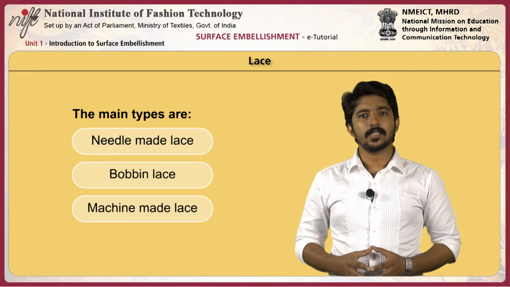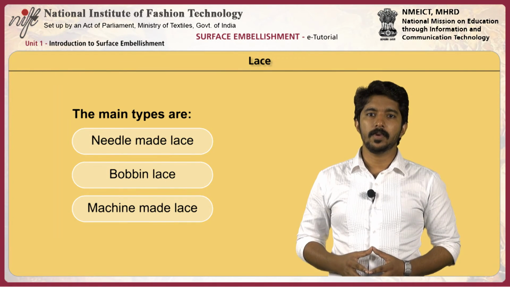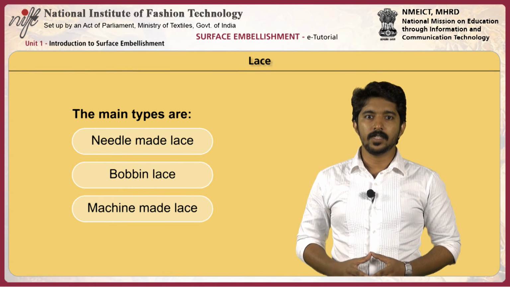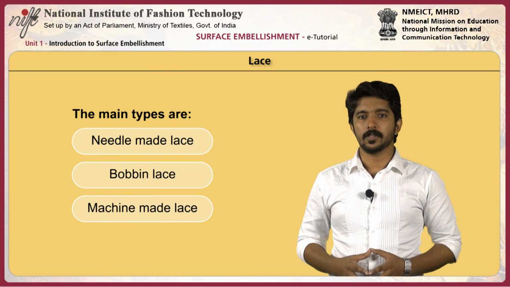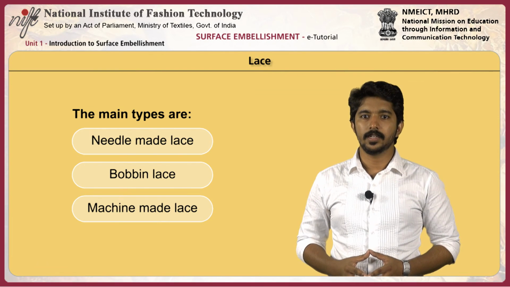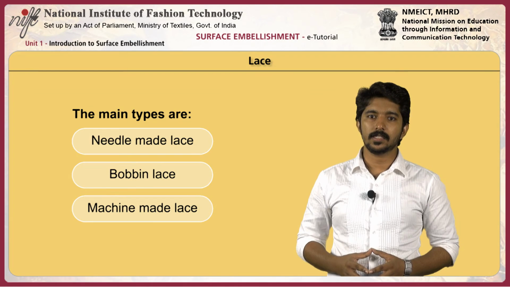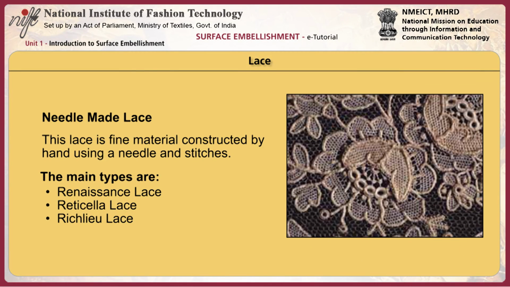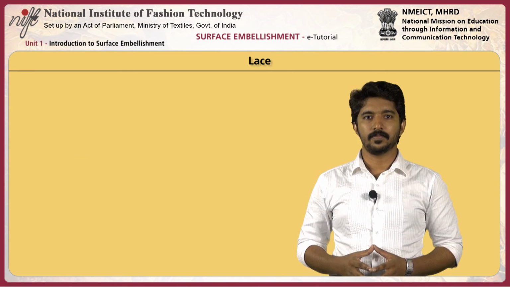Lace. Lace is an intricate material made by various methods by hand or machine using interweaving, knotting or looping processes. The main types are needle made lace, bobbin lace and machine made lace. Needle made lace is a fine material constructed by hand using a needle and stitches. The main types are Renaissance lace, reticella lace and Richelieu lace.